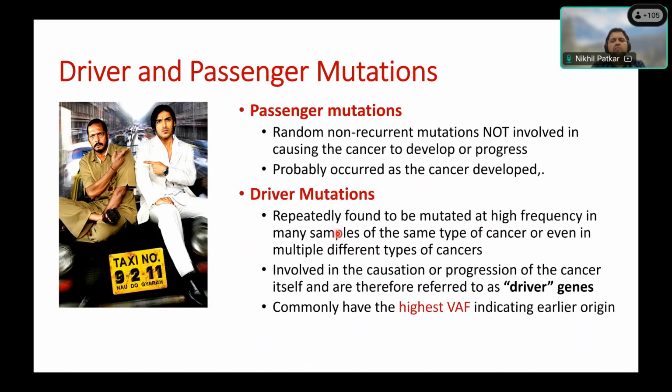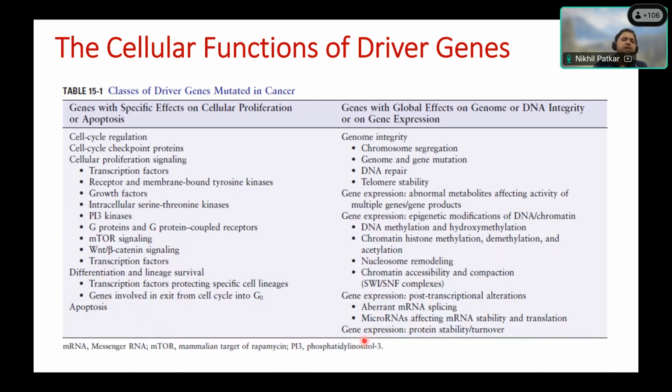Passenger mutations were random, non-recurrent mutations which were not involved in causing cancer to develop or progress, and they probably occurred as the cancer developed. Driver mutations were repeatedly found at high frequency in many samples of the same cancer, even in different types of cancers. For example, what we saw of BRAF V600E. These are involved in the causation or progression of cancer, and therefore were referred to as driver genes. Commonly, these had higher VAFs indicating earlier origin. Now, these particular mutations can have different cellular functions depending on the gene that is involved.